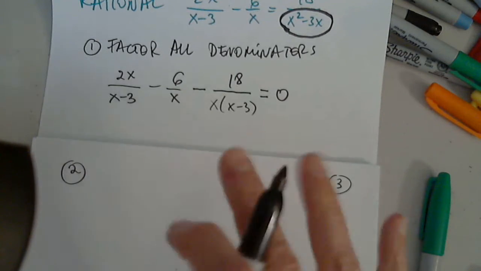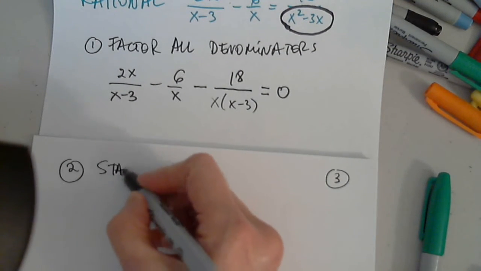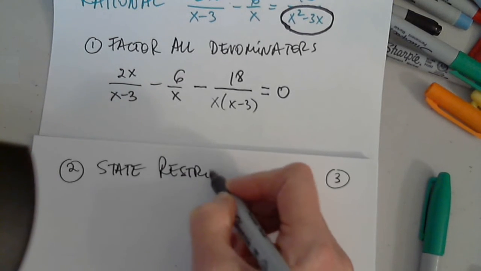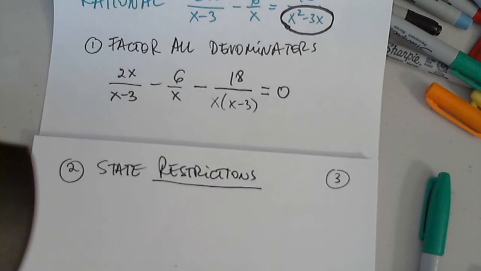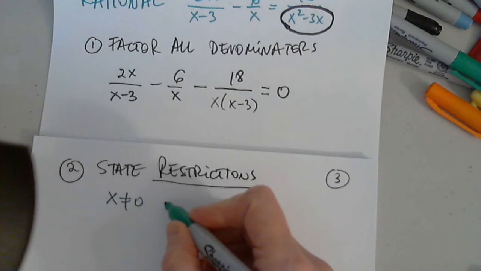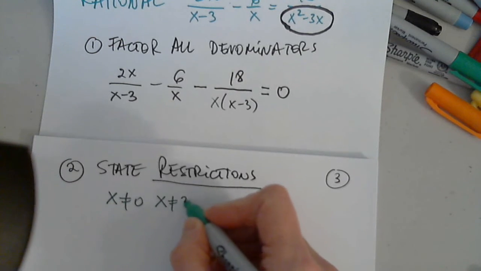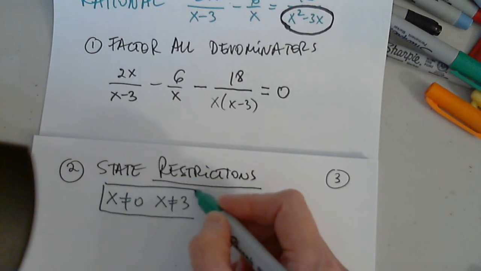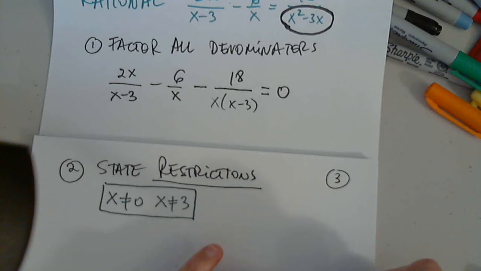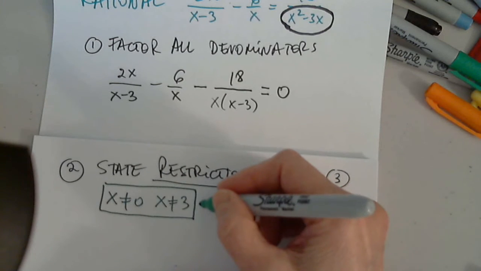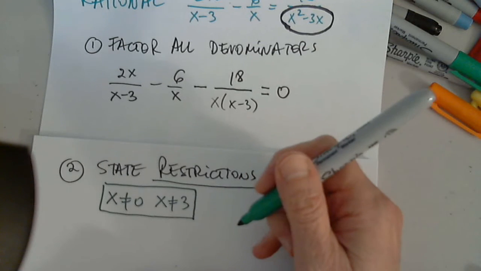This part is mandatory no matter which method you like to use here. What does that mean? What am I referring to when I say state restrictions? X can't be 0. Right, awesome. Indeed, x cannot be 0 and x cannot be 3. That's it. So what this means is, if at the end of the day, when I'm done with this problem, I get x equals 0 or x equals 3, I'll have to come back and say, uh-oh, no way.